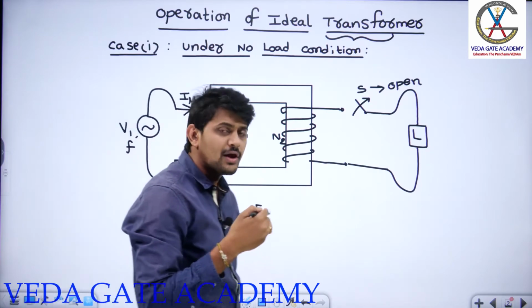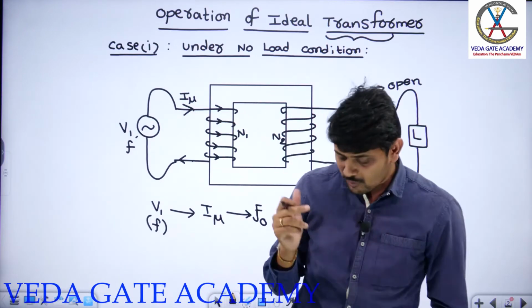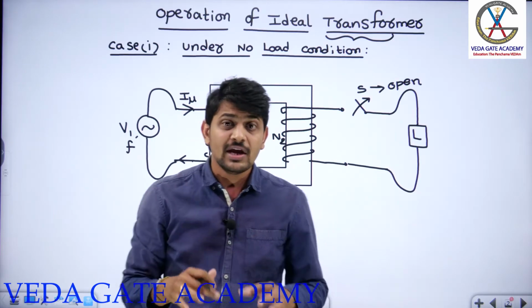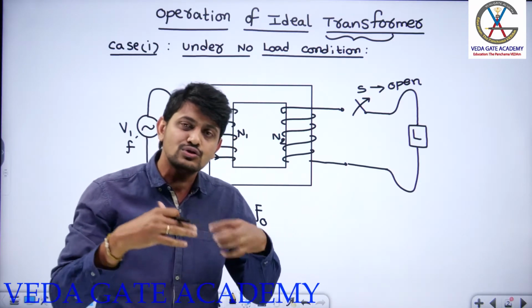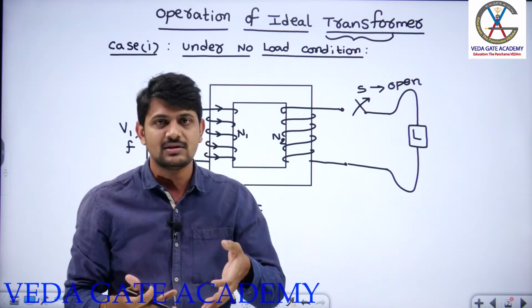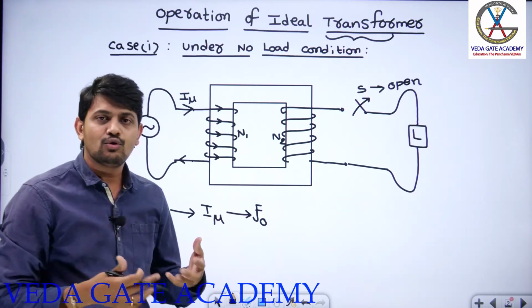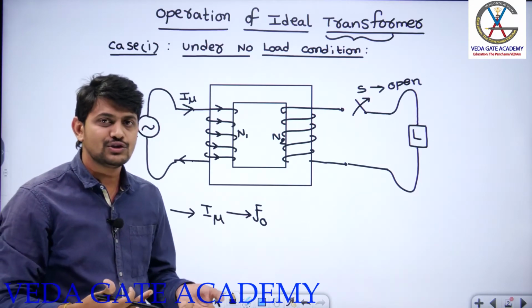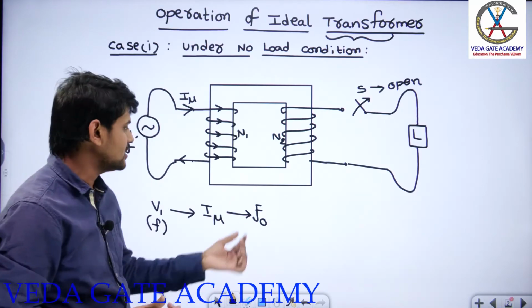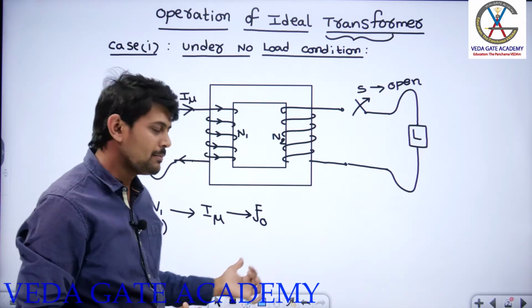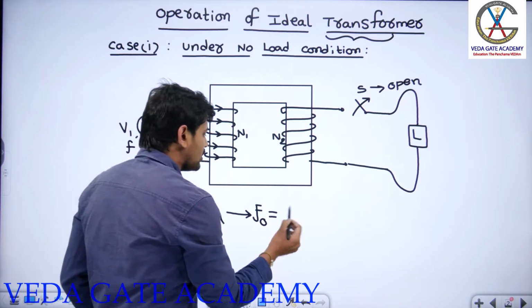What is the full form of MMF? Magnetomotive force. What is the meaning of magnetomotive force? It is the amount of force which is used or required to drive the flux inside a core. So the amount of force which is used to drive the flux inside a core is called magnetomotive force. And since it is under no load, this is called as no load MMF. So can you tell me what is the formula for no load MMF?